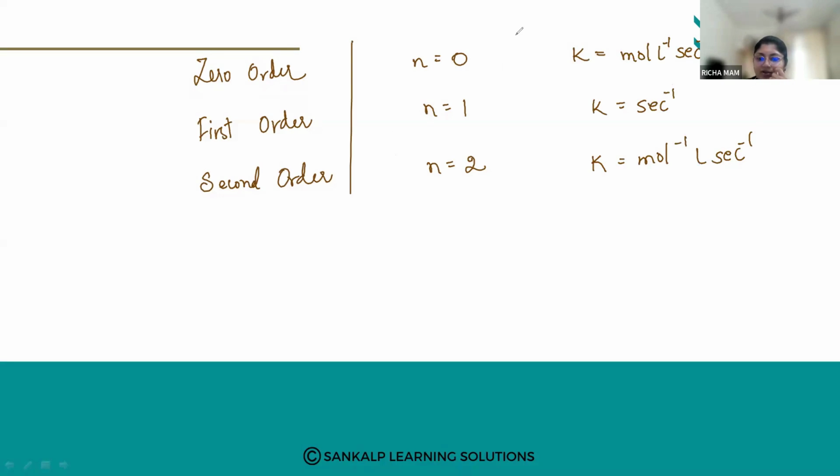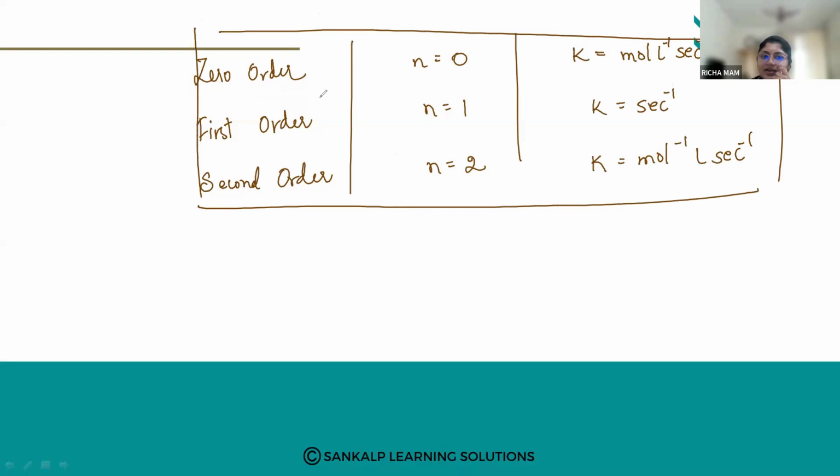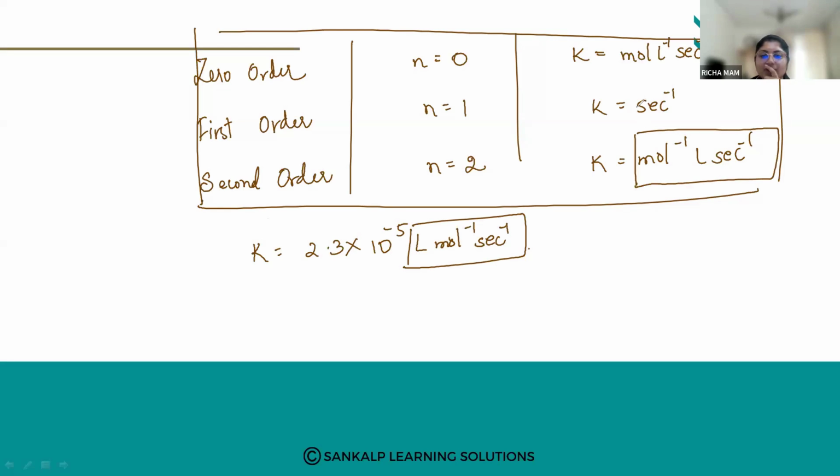So this is very important. Remember the units of first order, second order, and zero order reactions. Suppose they give you a unit and ask you the order of the reaction. What is the order of this reaction? You have to see the units. Yes, it is a second order reaction, very good. So you have to remember the units. Liter per mole per second is nothing but a second order reaction.